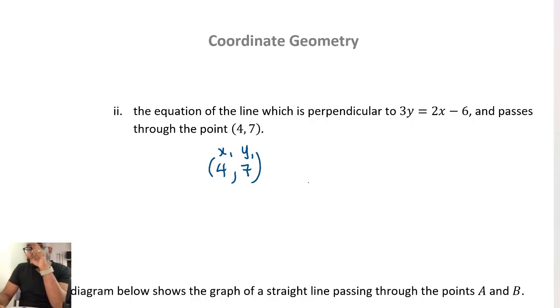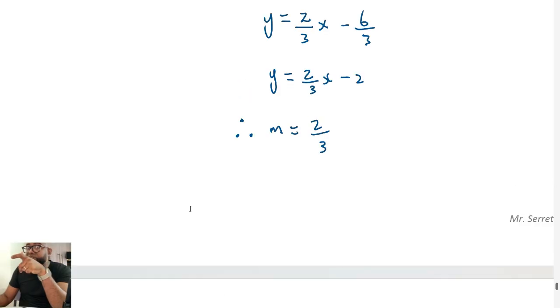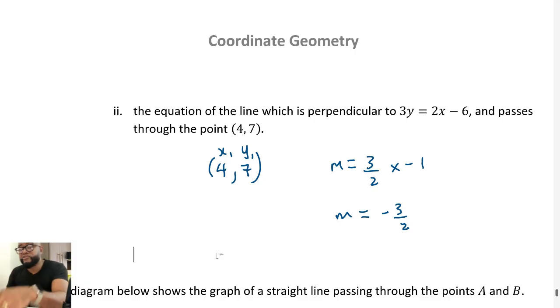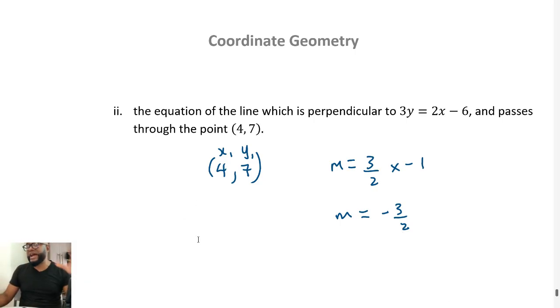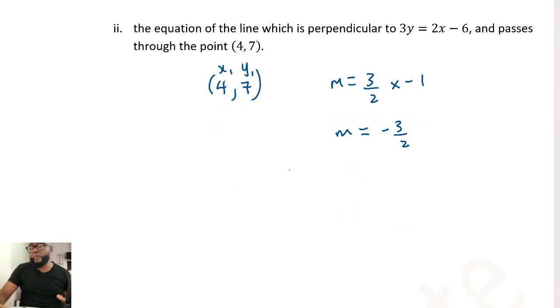How do we find the gradient of a line perpendicular to the equation we had above? What we need to do is flip the original gradient, which was 2/3, so it becomes 3 over 2, multiplied by -1. So your new gradient would be -3 over 2, right? So we have the gradient of the line. We have a point on the line. What is the formula to find the equation of a line?